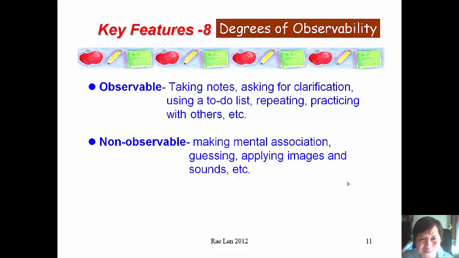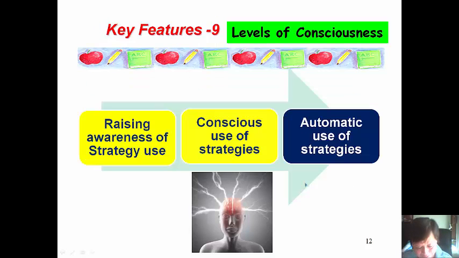When we say thoughts, that means they cannot be seen, they cannot be observed. And that's why we believe that strategies involve different degrees of observability. Now we are moving on to the number 9 feature for language learning strategies, which we believe involve different levels of consciousness.